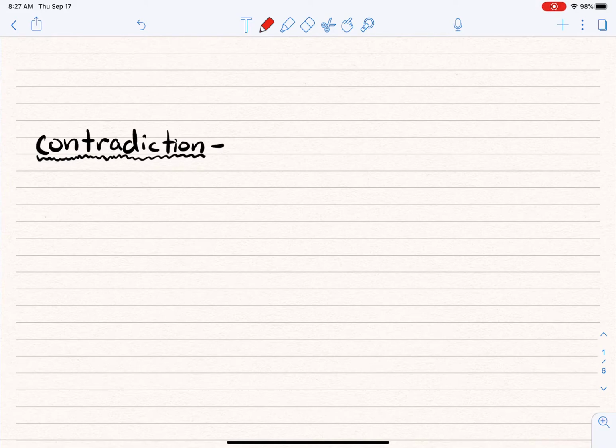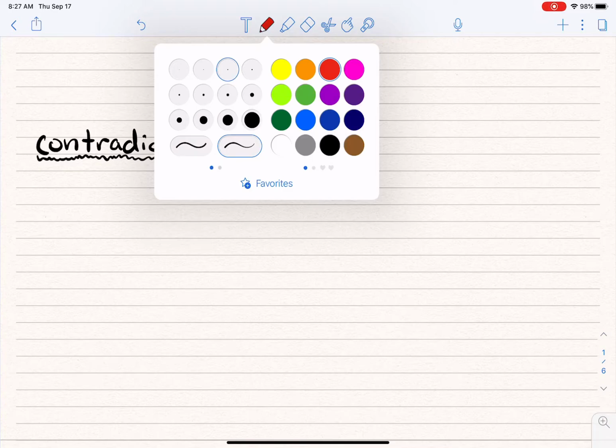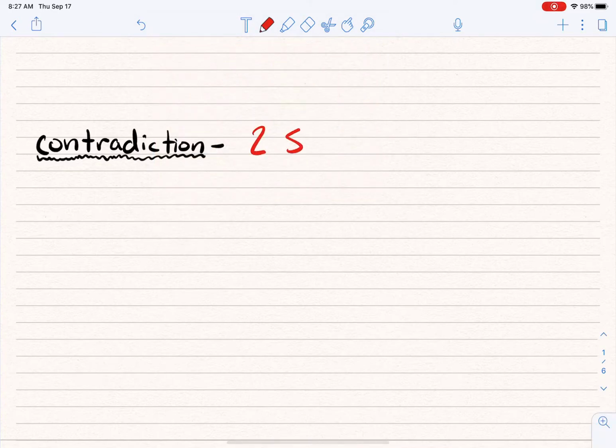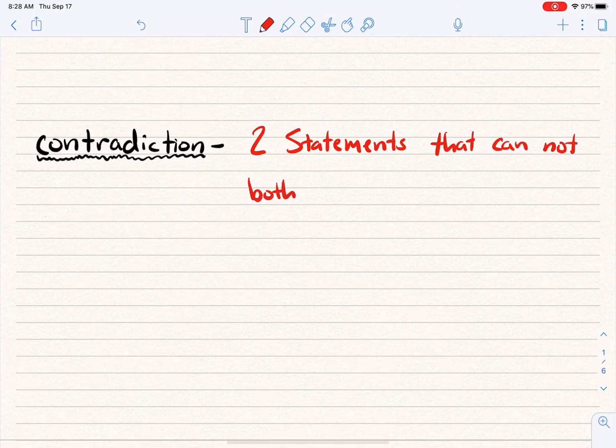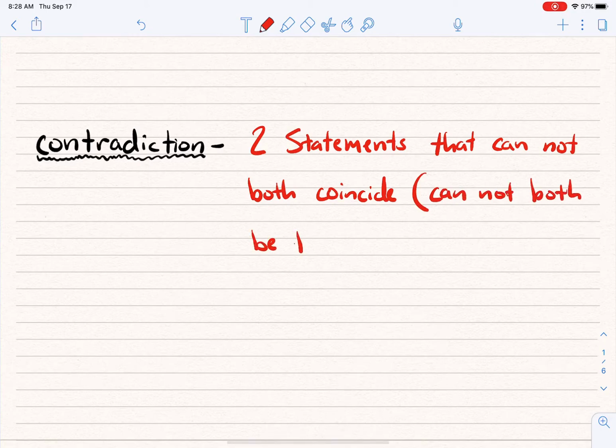So what is a contradiction? Let's change that up a little bit. I would say that a contradiction is two statements that cannot both coincide. And another way of saying that would be they cannot both be true.